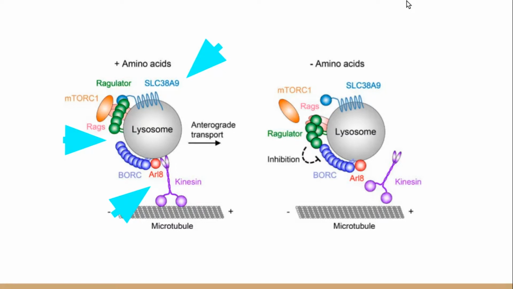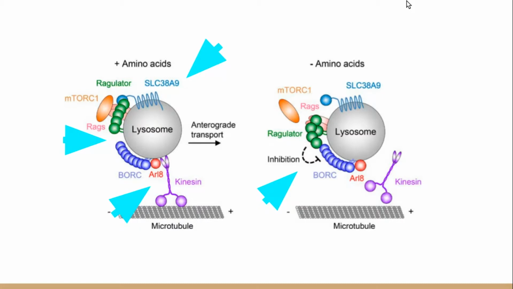So amino acids cause Ragulator to relieve its inhibition of BORC, allowing it to link the lysosome with kinesin through the adapter. And this allows it to be transported to the cell periphery. What this means is that if you have a culture of starved, nutrient-deprived cells, their lysosomes will be located around the nucleus. And on a molecular level, what is happening is that Ragulator is inhibiting the BORC complex, and it's preventing it from mediating anterograde, plus-end-directed movement.